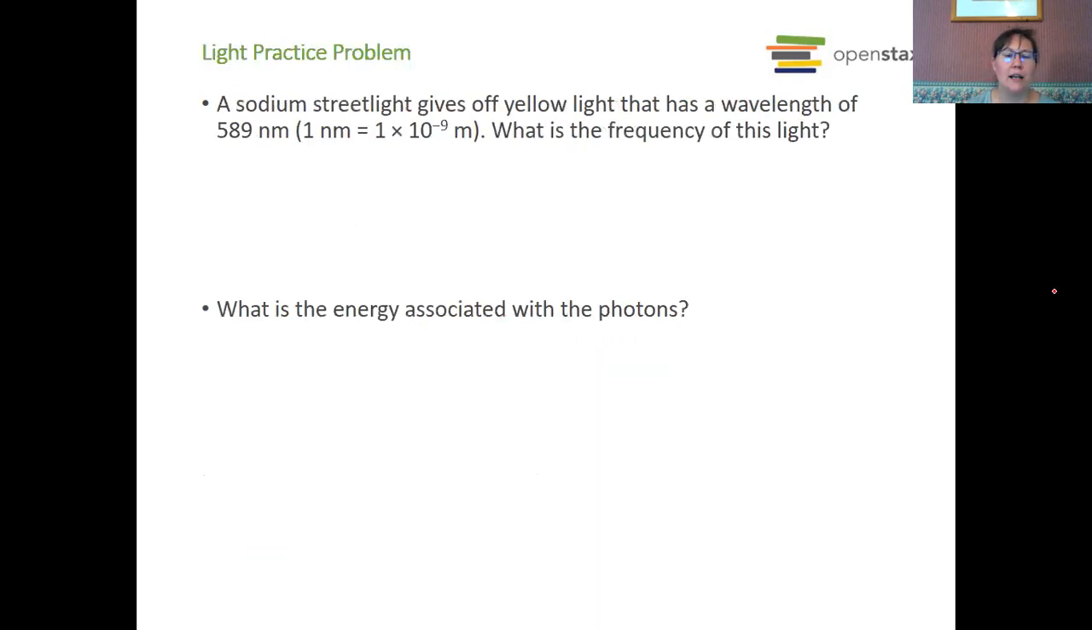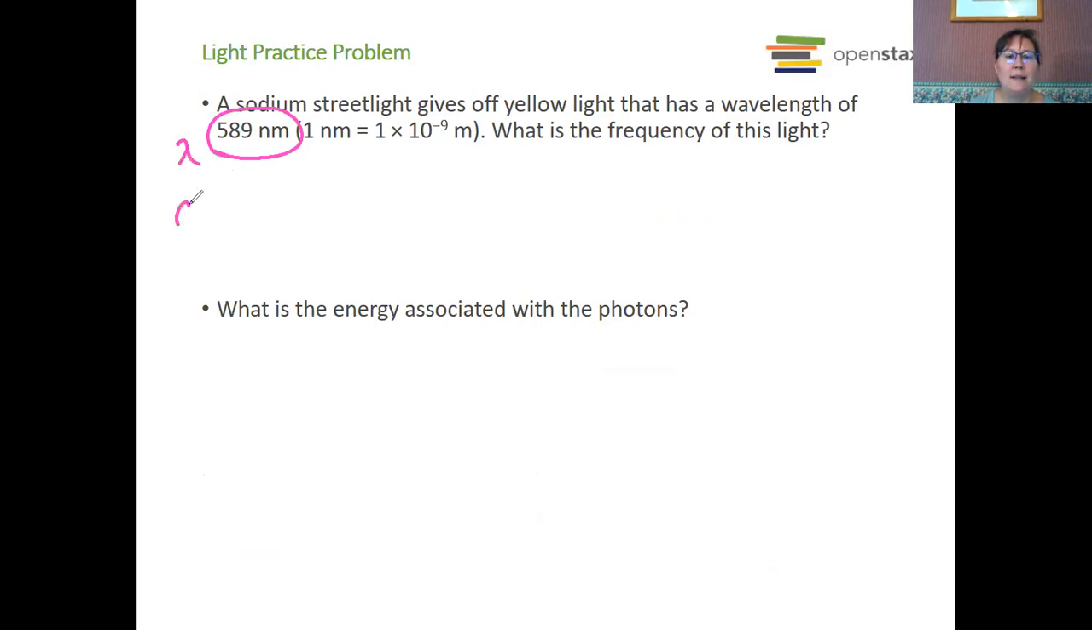Okay, so let's take a look at a couple here. We have a sodium street light, and it gives off yellow light. It has a wavelength of 589 nanometers. What's the frequency of the light? Okay, so let's take a look here. First of all, here we have 589 nanometers, and that's our lambda.